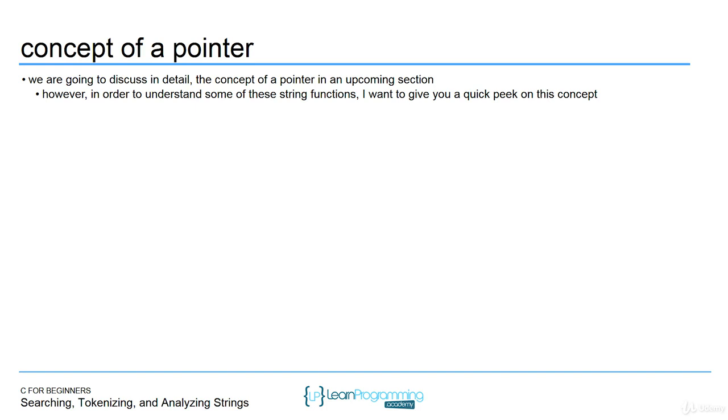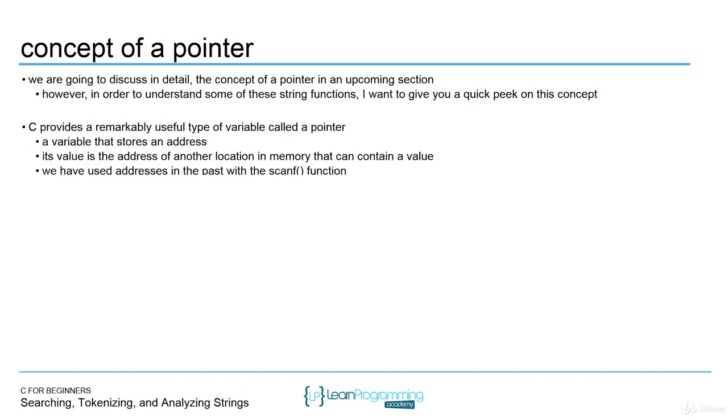So if you don't fully understand pointers at this point, after this couple of slides, do not worry. The concept of a pointer, again, we're going to discuss in detail later, but in order to understand some of these string functions, I want to give you a quick peek. C provides a remarkably useful type of variable. It's called a pointer. It has to do with memory and memory allocation. Some languages, if you've programmed before, will automatically manage memory for you. They'll allocate memory for you and delete it. A language like Java does this. It's called the garbage collector. A language like C does not do this. So whenever you create memory using pointers, you have to delete that memory.